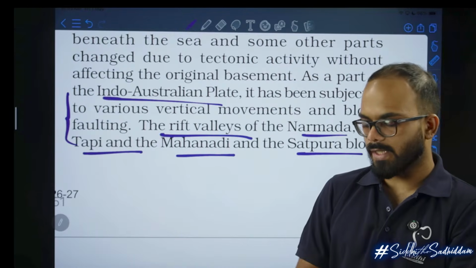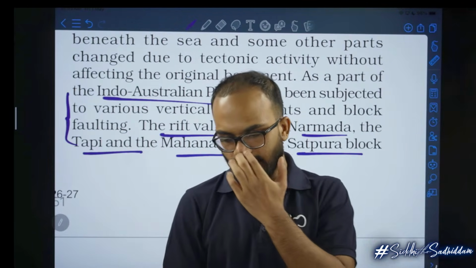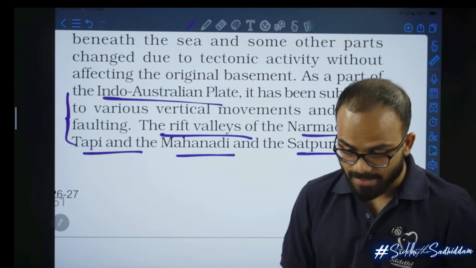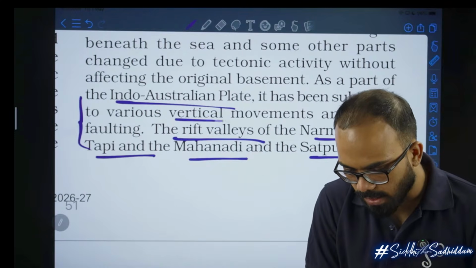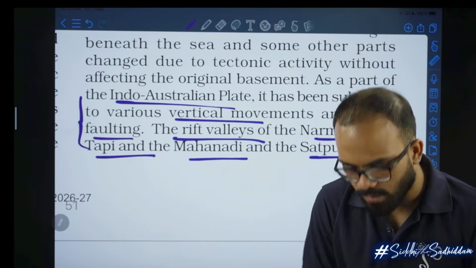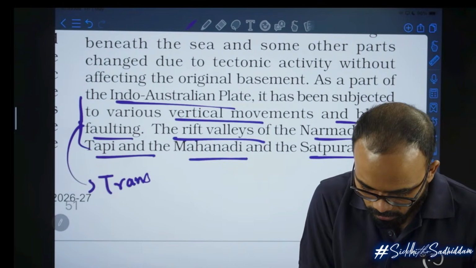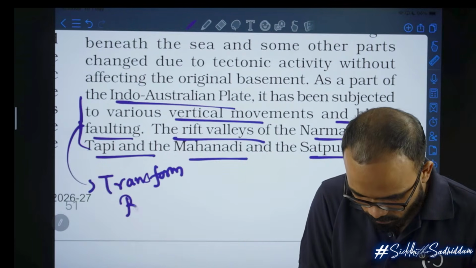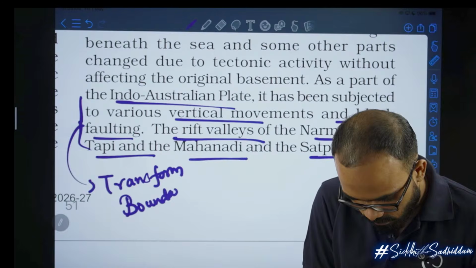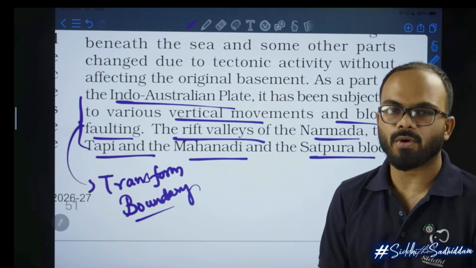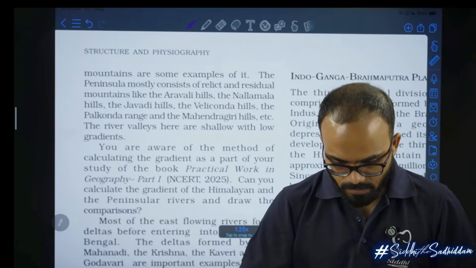That's how they're asking questions, right? Think well and tell me. The rift valleys have been created because of vertical movements, blocks and faultings, which means this is a transform boundary. This is a transform boundary, right?